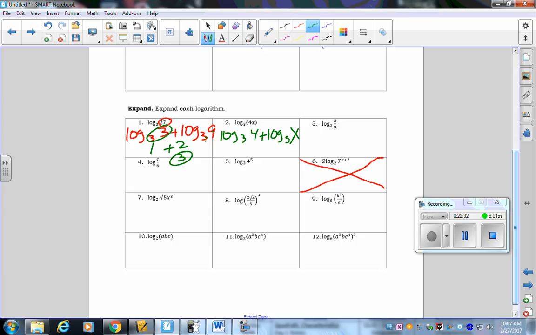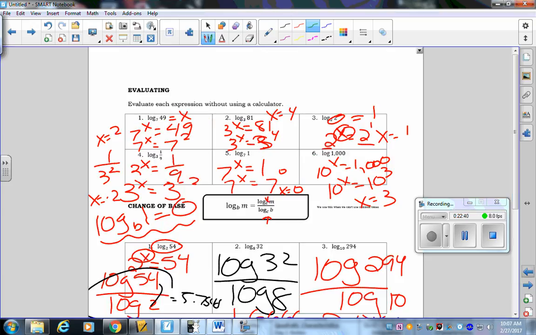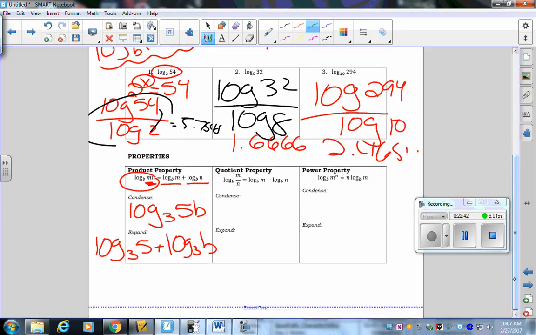All right, number 3 is not a product property. It's not multiplying, it's dividing. So we'll take a look at that next. All right, let's go back to the notes. The quotient property. The quotient property is saying when it's written as one log with division, you can break it down and write it as 2 logs with subtraction.